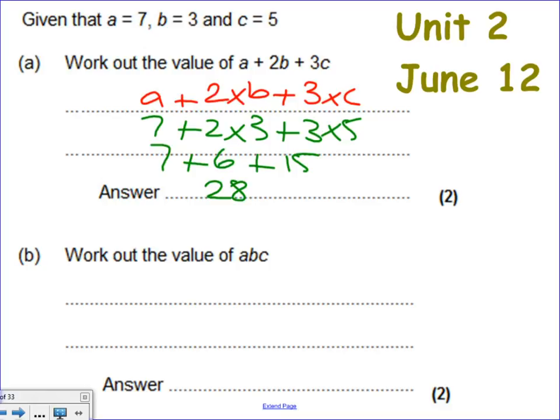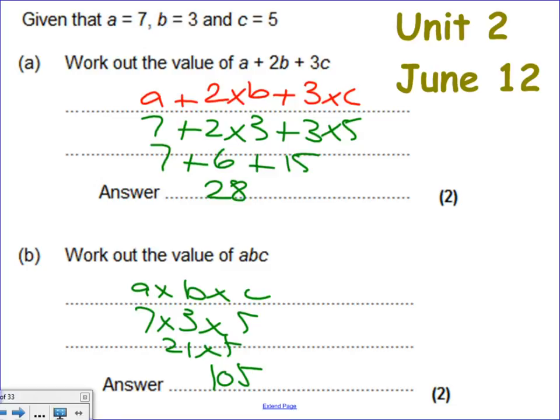The next one, not a trick question, it's just checking you understand how to go from shorthand to longhand. So ABC means what in mathematics? A times B times C. Good. That's why they're stuck together, because there's a missing multiply sign. So we've gone from shorthand to longhand. Now we put the values in. 7, 3 times 5. 7 3s are 21 times 5, 105. Everyone get that? You're getting there slowly.